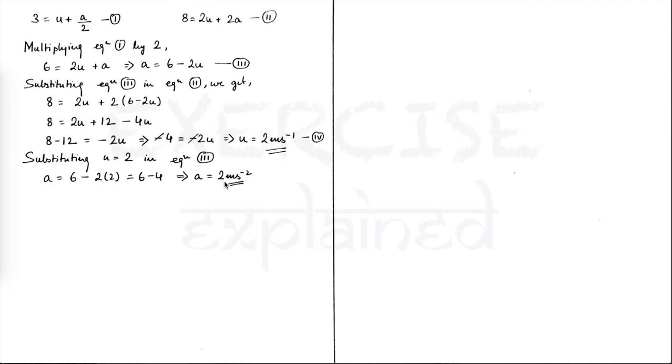So 6 minus 4 gives me 2 meter per second square. So the acceleration here produced is 2 meter per second square.